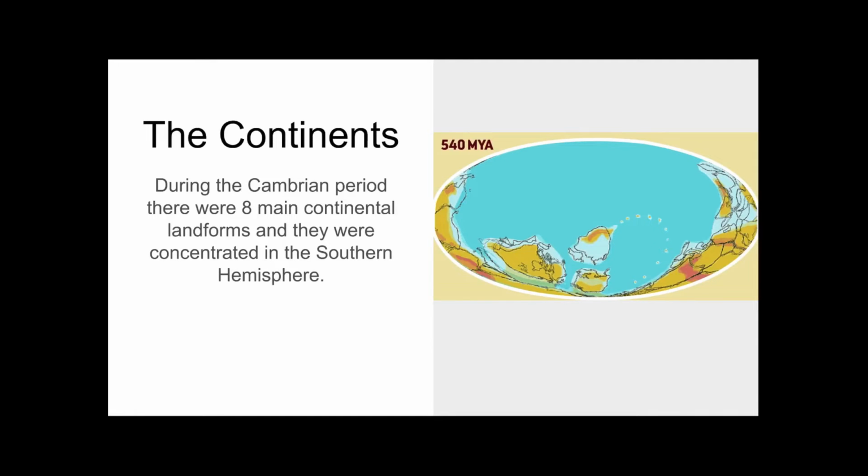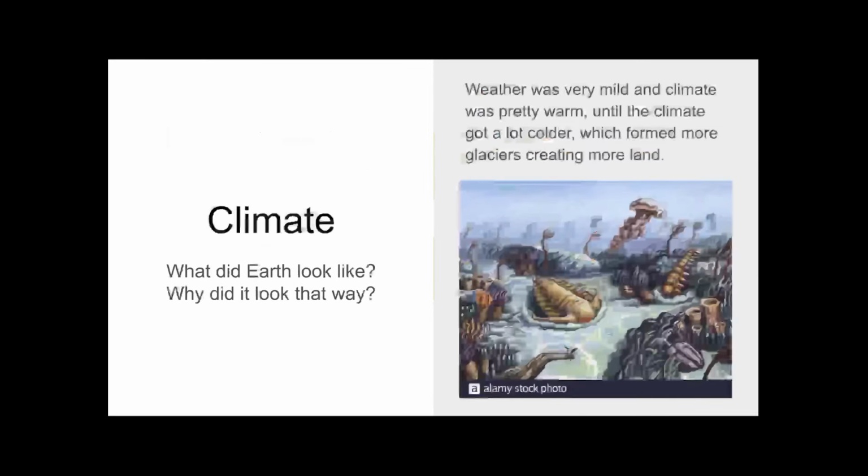The continents. During the Cambrian period, there were 8 main continental landforms, and they were concentrated in the southern hemisphere. The weather was very mild and the climate was pretty warm until the climate got a lot colder, which formed more glaciers, creating more land.